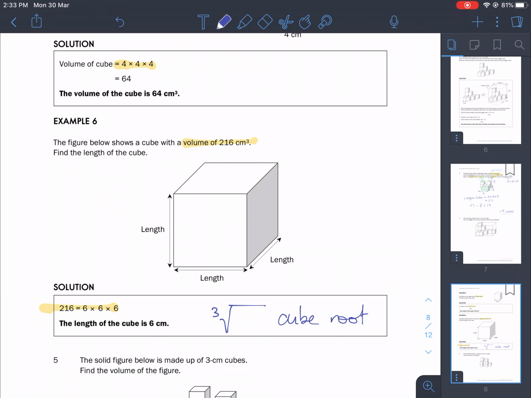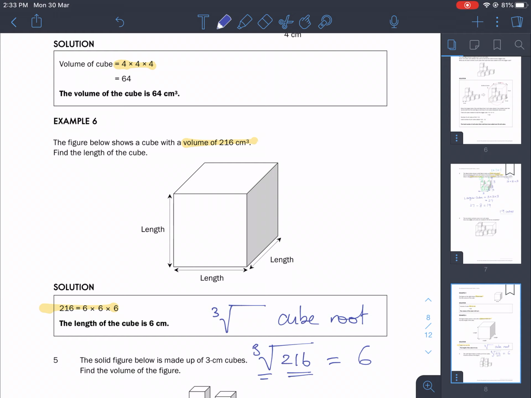So if they have given you 216, key this into your calculator. Press this function and then write 216. And then press the equal sign. You should be getting 6. Can everyone try that now? I'm going to give you 10 seconds to key into your calculators.